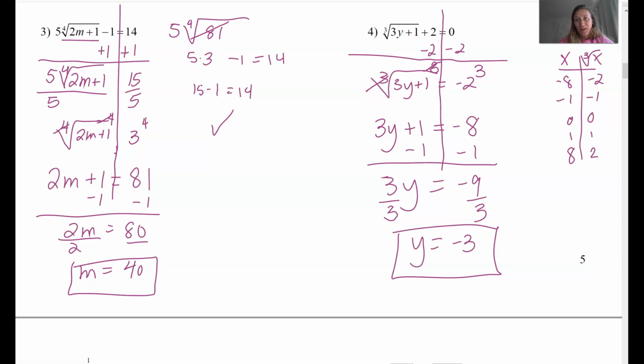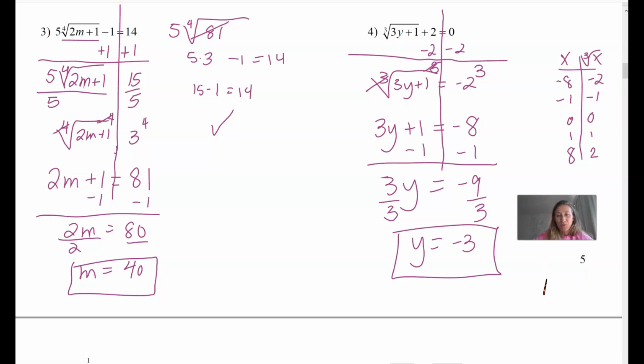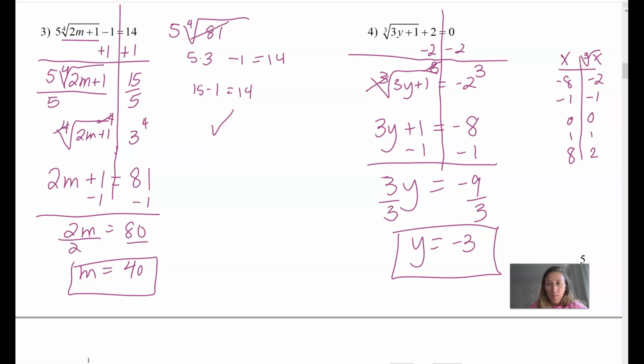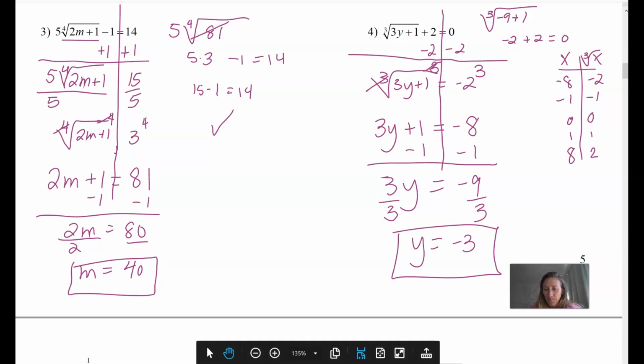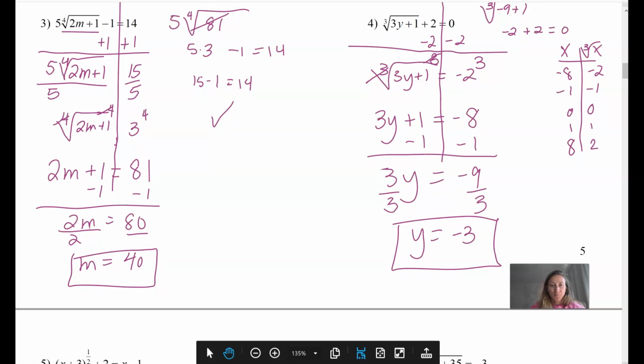Let's make sure that that works. So we'll plug it back into the original equation. Okay, -3 times, so I've got the third root of -9 plus 1. That's going to be -8, so the third root of -8 is -2. Plus 2, yes, that does equal 0. So that's great. I love knowing that I didn't make a mistake and that the answer works. Cool. Let's look at a few more examples.